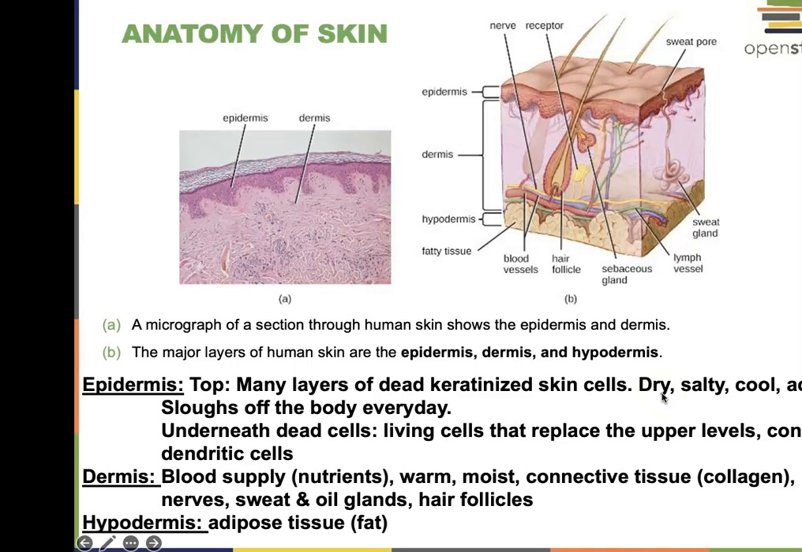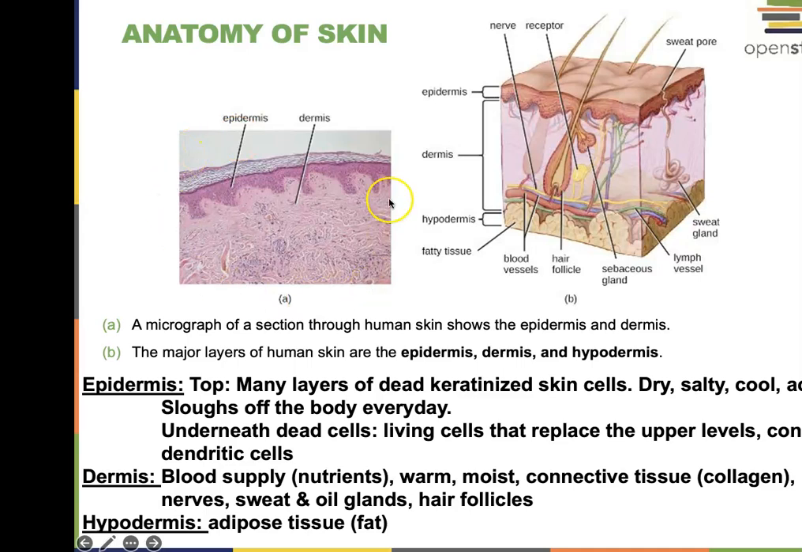It's also acidic, right? Set up by the normal flora and by the sebum of our sebaceous glands, and it sloughs off every day. So if you had some transient bacteria there or pathogens, it would fall off eventually with your skin. However, underneath our very top dead layer, right, we have living cells, and they replace the upper cells, and they contain our phagocytes, for specific example, our dendritic cells.